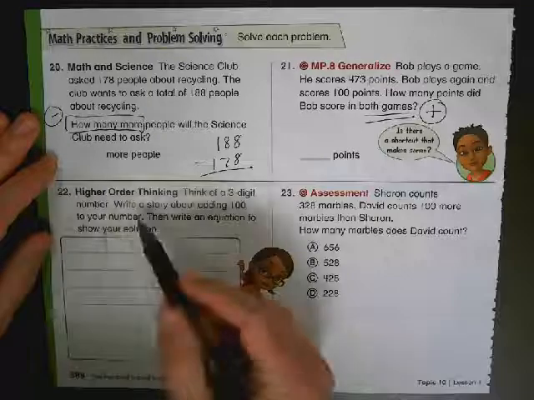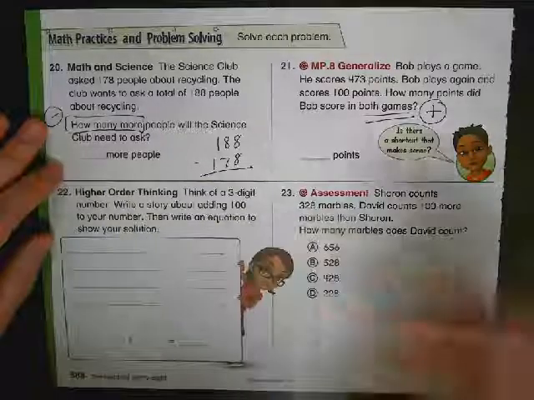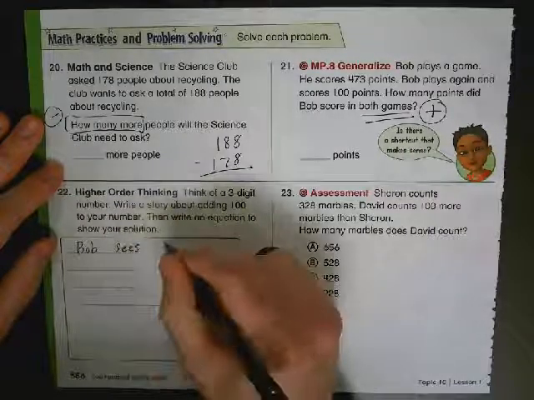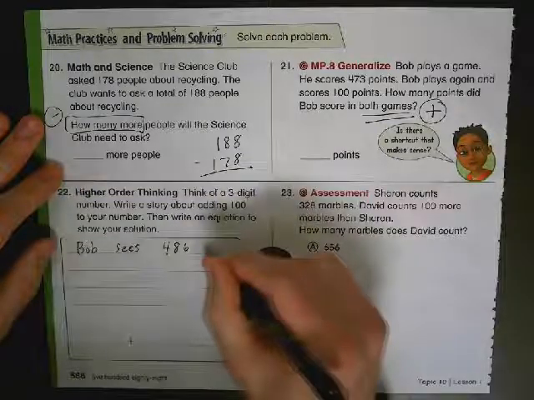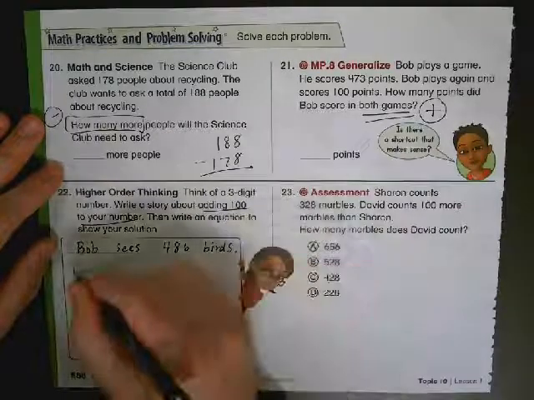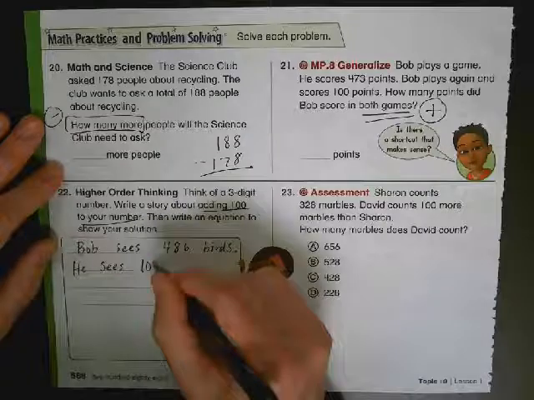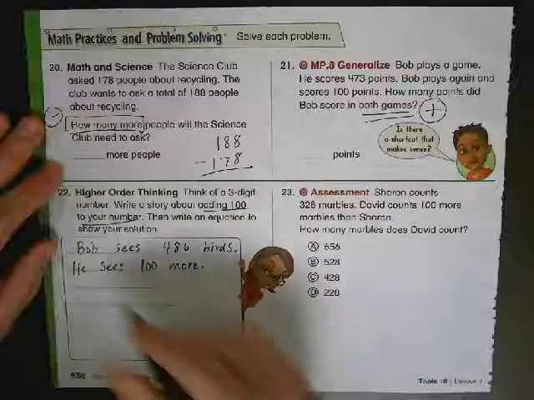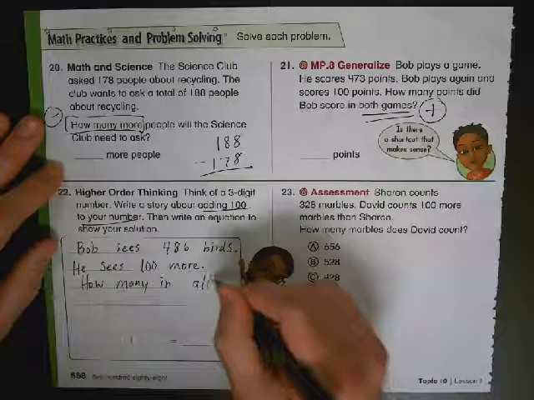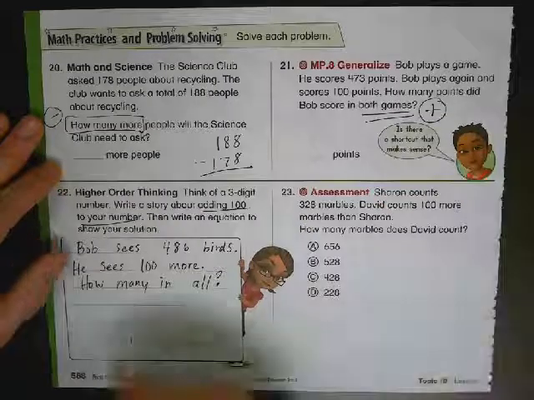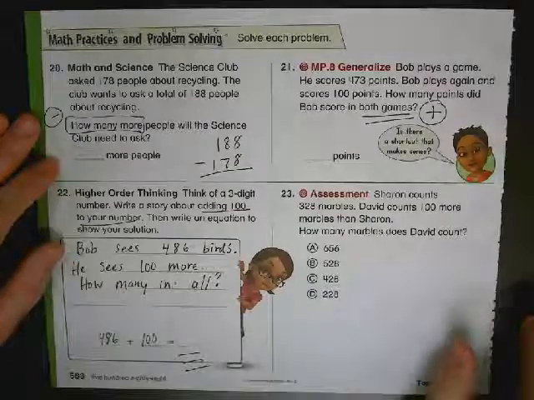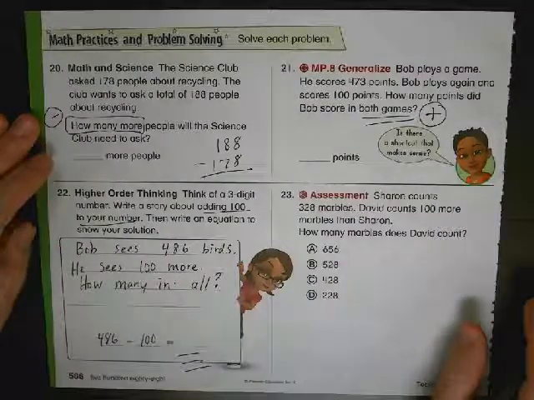Think of a 3-digit number. Write a story about adding 100 to your number. So, Bob sees 486 birds. It says adding 100 to your number. He sees 100 more. How many in all? Why? Because it's addition. 486 plus 100 equals. You don't need to use my numbers. You don't need to use my character names. You just create your own.